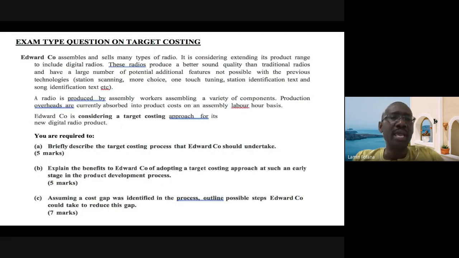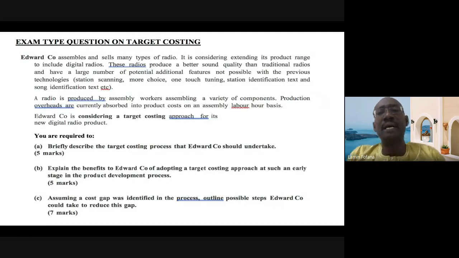You're required to A, briefly describe the target costing process that Edwards Company should undertake, 5 marks. B, explain the benefits to Edwards Company of adopting a target costing approach at such an early stage in the product development process. C, assuming a cost gap was identified in the process, outline possible steps Edwards Company could take to reduce the gap, 7 marks. Okay, so let's look at the theory part.